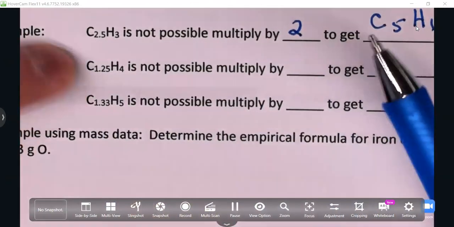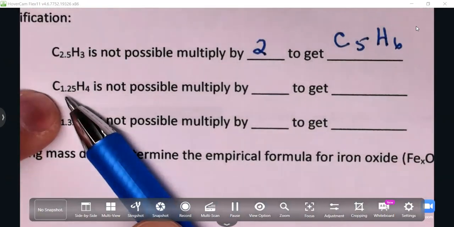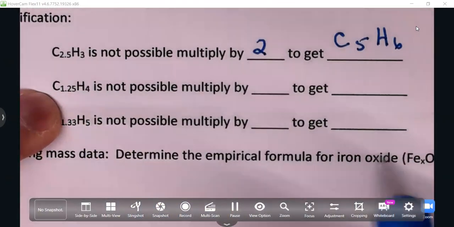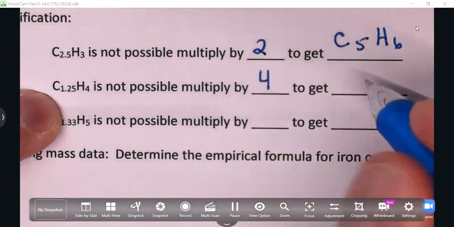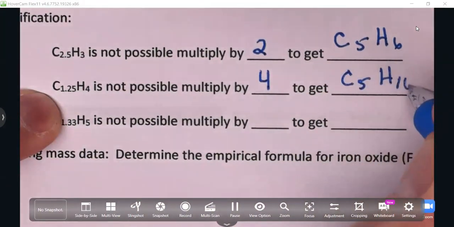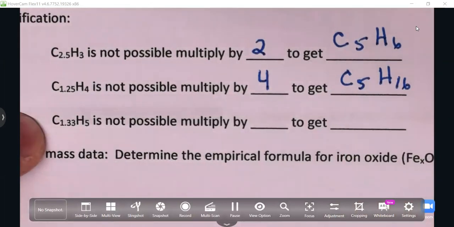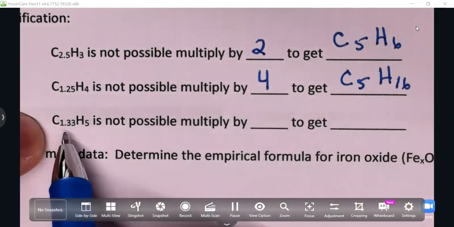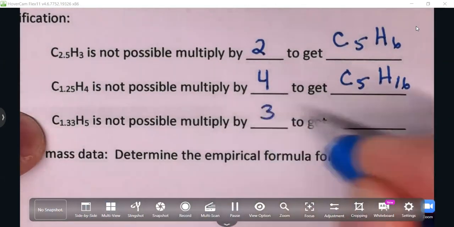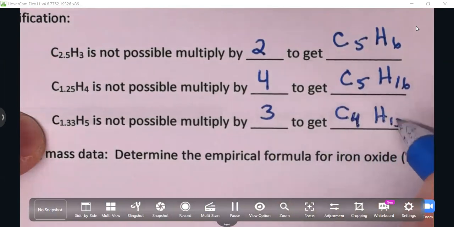If you got C1.25, this is 1 1/4, right? We're going to multiply by 4, and we would get C5H16. And this is 1 1/3. We would multiply by 3 to get C4H15.